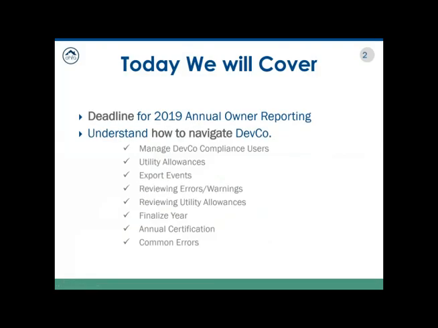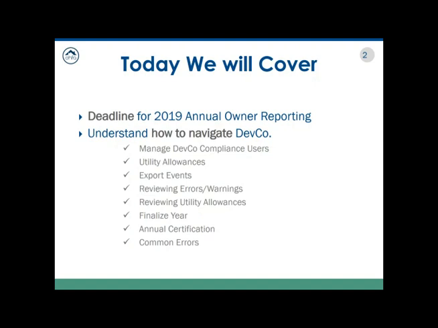So first, let's go over the deadlines for annual owner reporting. Tenant data and the annual owner certification are due by Sunday, March 1st. Now we understand that this is a Sunday, but we will not be giving any extensions because of this date. So please keep in mind that even though it's on a weekend, everything is still due by Sunday, March 1st, by 11:59 that night.